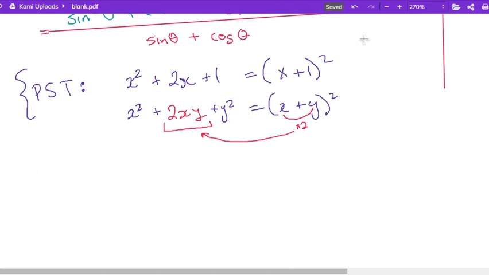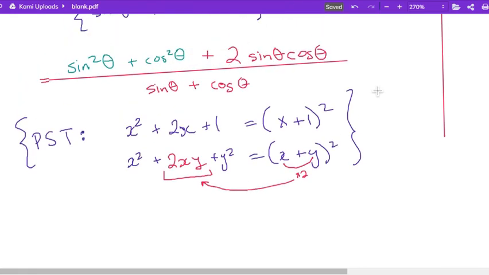You say that cosine is the middle term in this one? No. Now we must take this numerator and rearrange it because cos squared is not the middle term. The middle term is the one that has the 2. So I've got sine squared theta plus 2 sine theta cos theta plus cos squared theta.